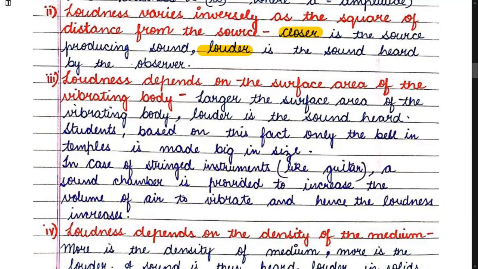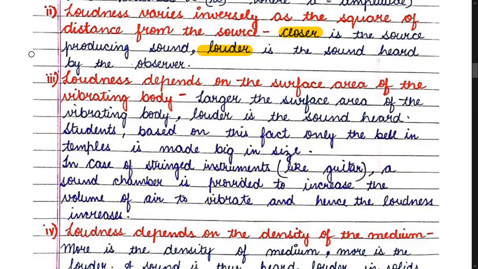Now, students, go back to last year and remember when you used to do assembly in school. When there was any announcement, sometimes the students standing ahead in the row used to hear comfortably, while the students standing behind used to hear a very faint sound. Now, why so?